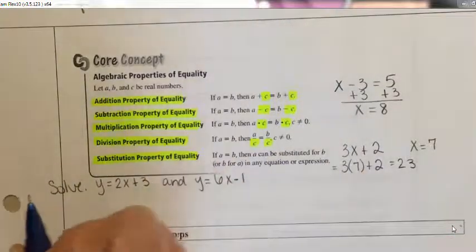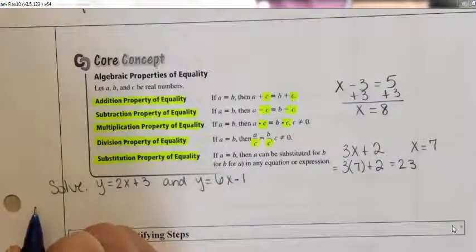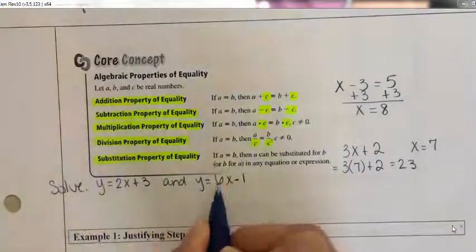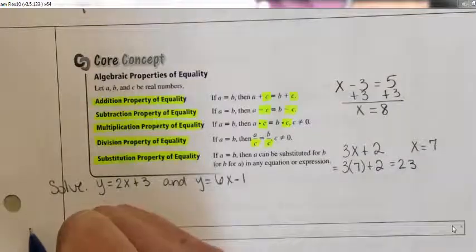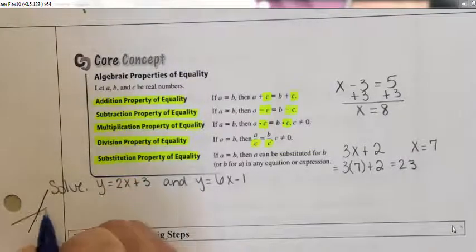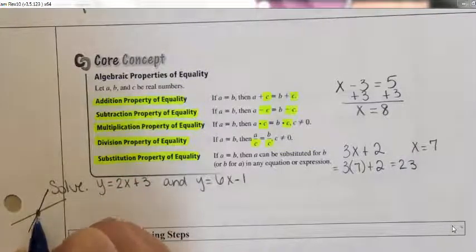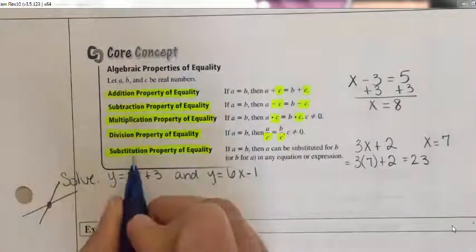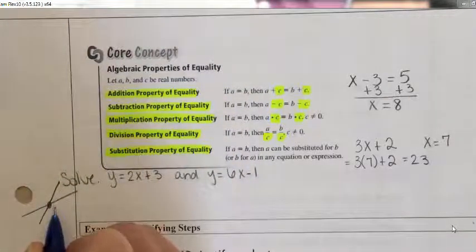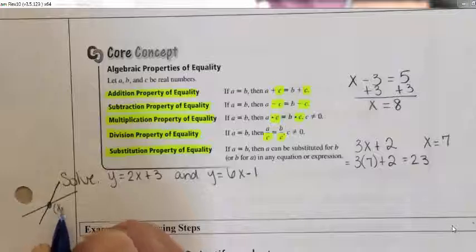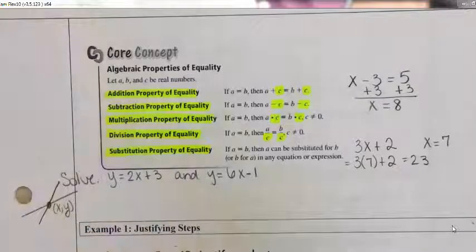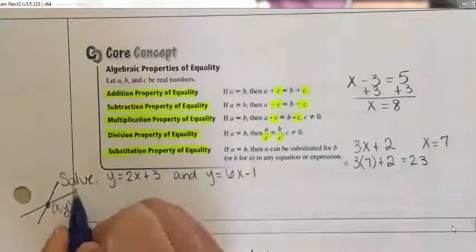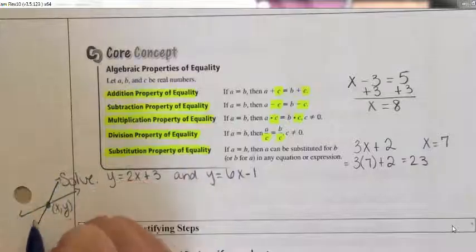So let's see. I'm just going to draw a really bad graph of this. But let's say, for example, this one grows faster. So I've got two lines that look something like this. They're going to intersect in some point. I can easily solve this using that substitution property of equality and figure out what x and y are where the two lines intersect. They're lines, so I'll put little arrows on the ends.